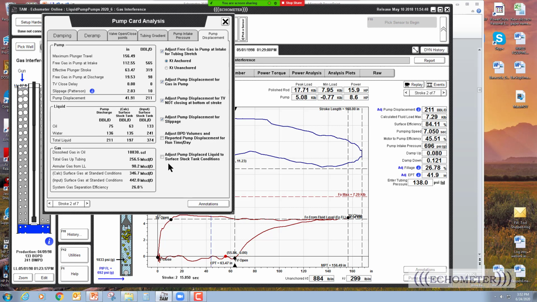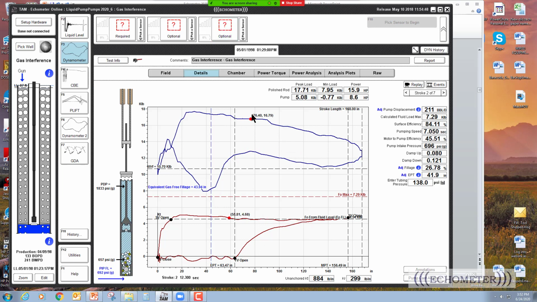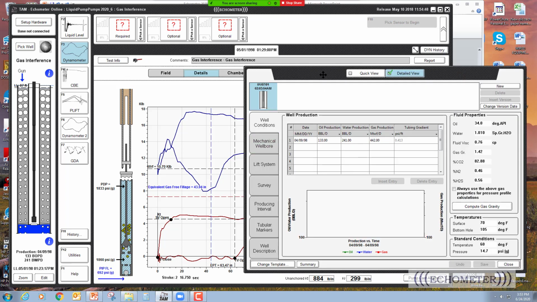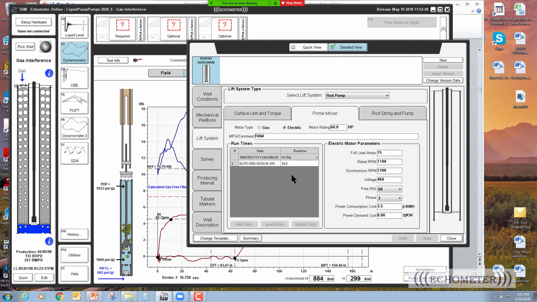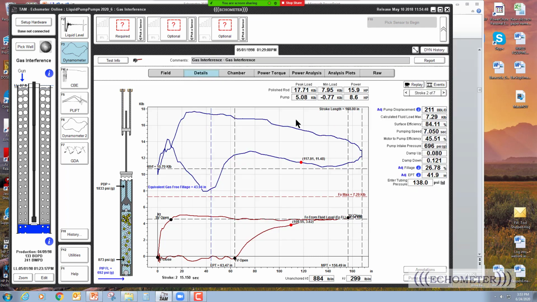And then we have an adjustment for runtime. Well, in this well, the runtime is 100%. If we go into Edit and click on the Prime Mover tab, list system, click on Prime Mover, it's running 100%. So there's no adjustment for runtime in this well because it's on hand. It runs 100% of the time. So that's this example.